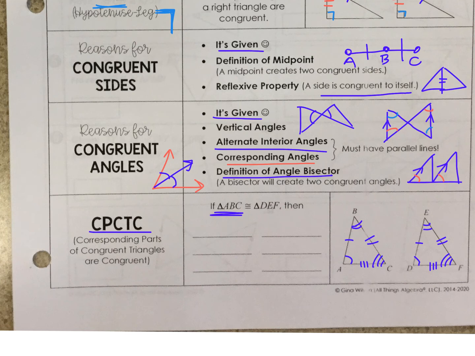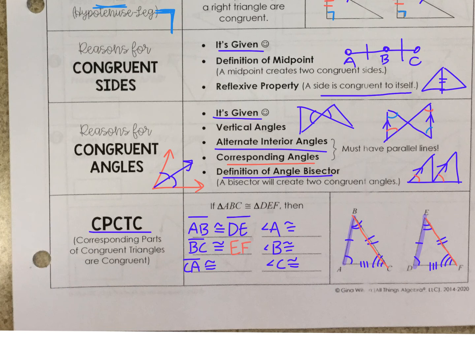So I have AB, well, it's marked up. AB is the same as DE. Line BC, that one that goes right there, it's got 2 marks on it, is the same as EF. And I know that CA across the bottom right here is the same as that other one across the bottom, DF.